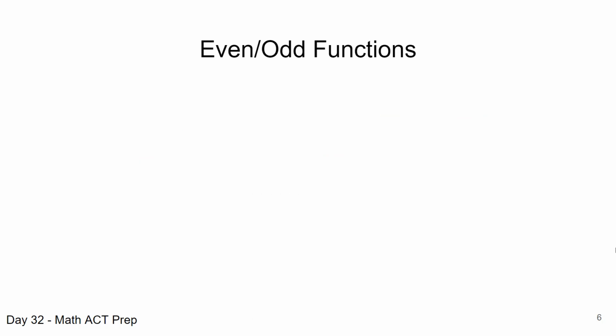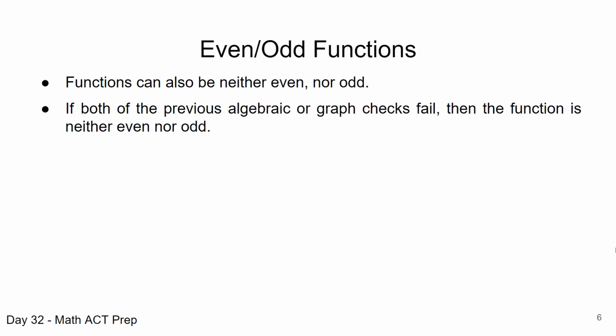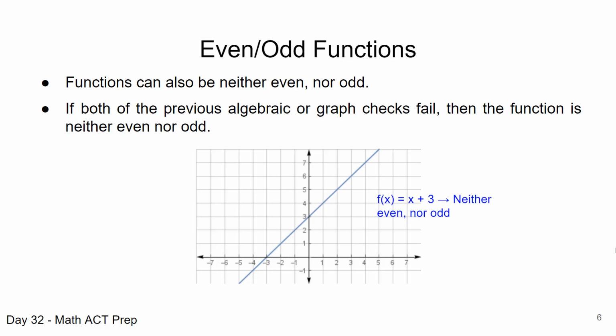So functions can be even, they can be odd, or they can be neither. If you try either one of these algebraically, plugging in the negative x and comparing it with f of x, or if you look at the graph and either of these fail, then you would say the function is neither even nor odd. And this is an example of that. We have this line, f of x equals x plus 3. It is not symmetric about the y-axis. We could not fold it over the y-axis. It would be different. And it is also not symmetric about the origin. So this function is neither even nor odd.